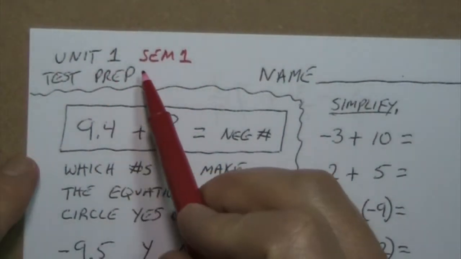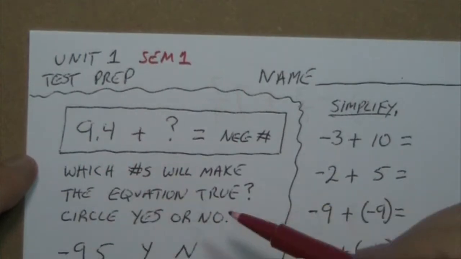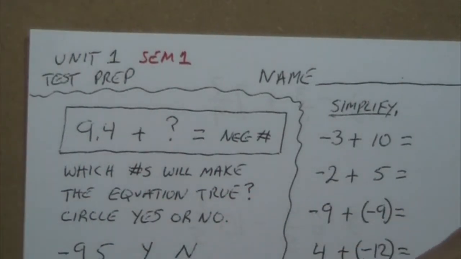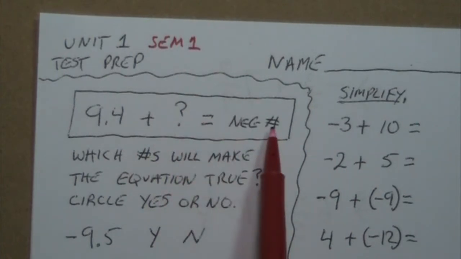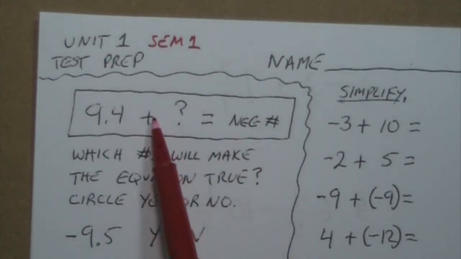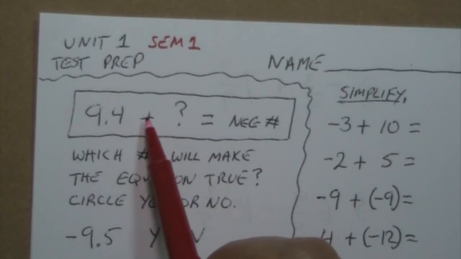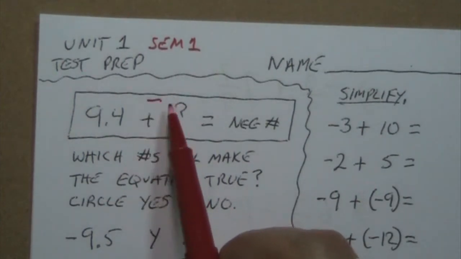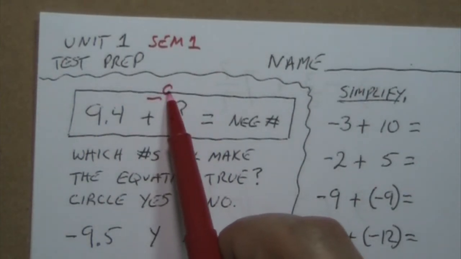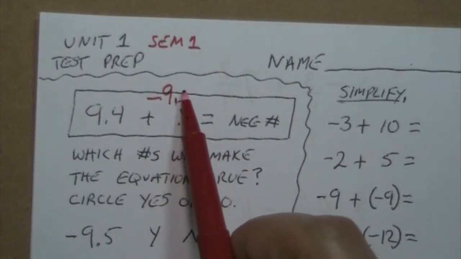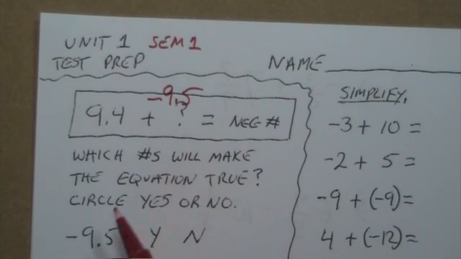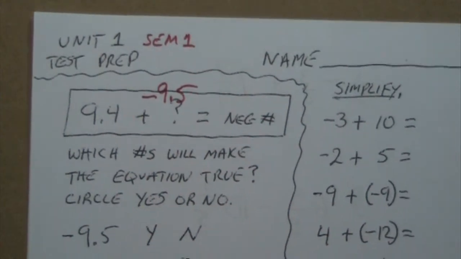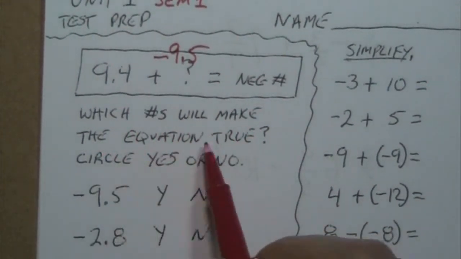Okay, so for our Unit 1, Semester 1 test prep, here are some of the problems that you'll face. It says here 9.4 plus something is a negative number. So we know that this must be more than 9.4. Actually, its opposite would be 9.4, but we need something more negative. So we need 9.5 or less. So which number will make this equation true?